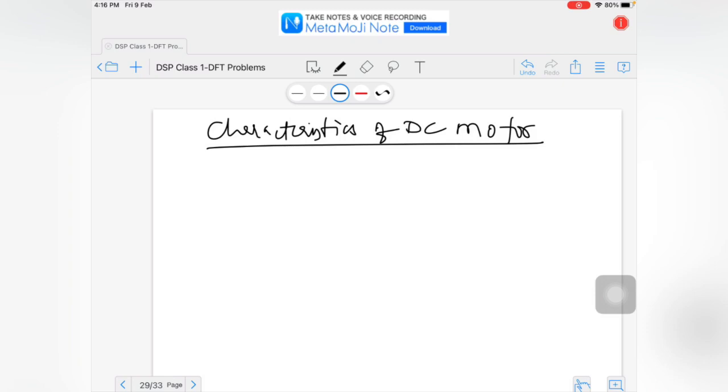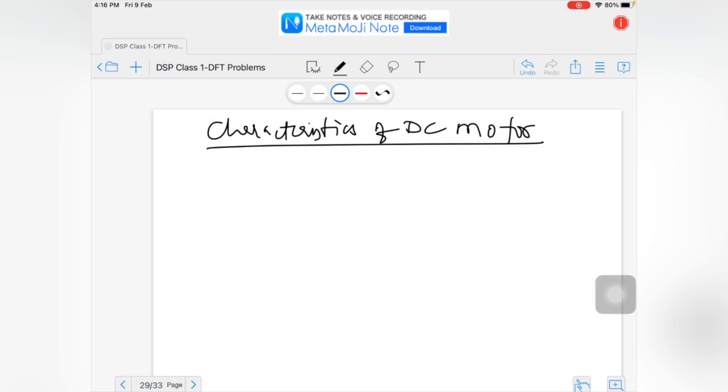As we know already, in the classification we classify the DC motor as DC shunt motor, DC series motor as well as compound motor, based on how the field winding is connected across the armature circuit. So coming to the characteristics of DC motor, now we are considering the shunt motor. First I will take characteristics of DC shunt motor.